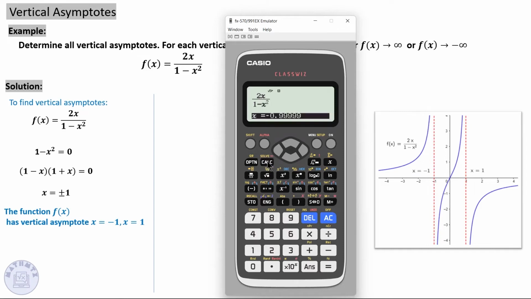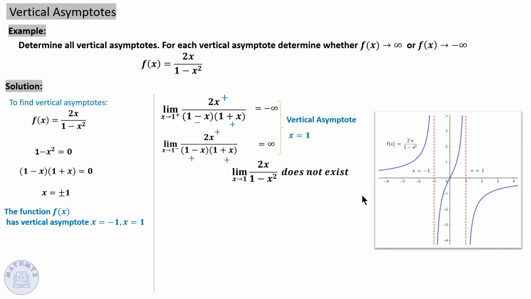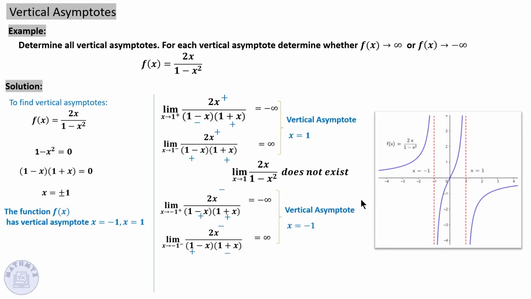Now we will do the same at 1. From the left side, 0.9, and this will be infinity. And now at the right side, 1.01, this will be negative infinity. You can verify your answer by looking at the graph. Now, without using your calculator, just like we did with the previous example, try to evaluate the expression. And of course, the limit does not exist at both points.